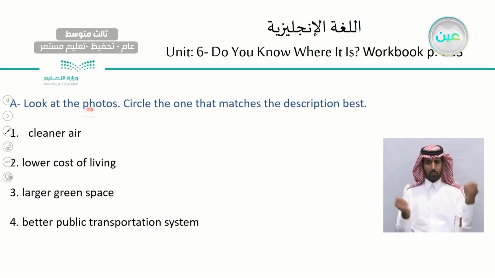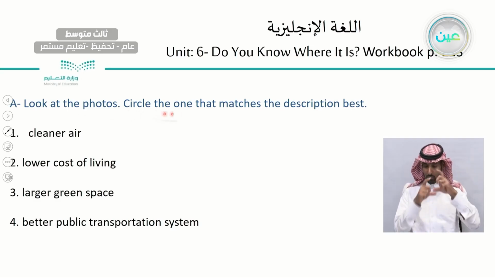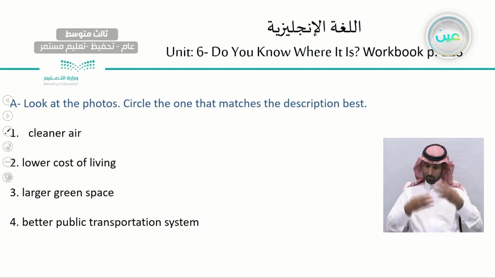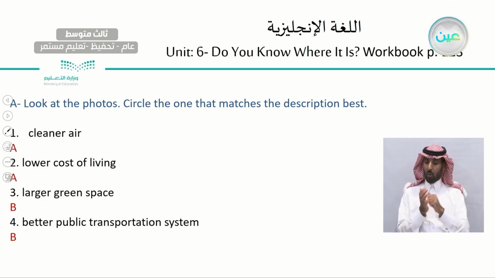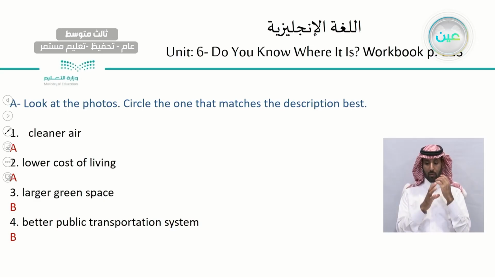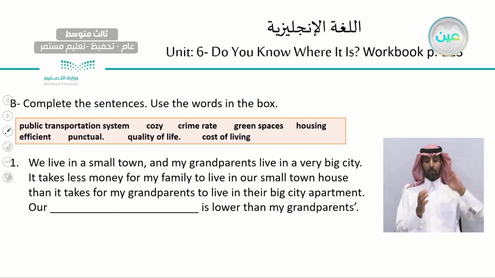Exercise A, look at the photos. You have photos in your book. Circle the one that matches the description best. You have descriptions, so you have to match them with the pictures. Okay, I'm sure you did it. Let's see the answers. For cleaner air, picture A. Lower cost of living, picture A. Larger green space, picture B. For better public transportation system, B. Okay.